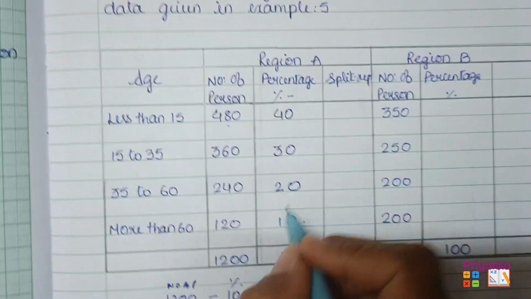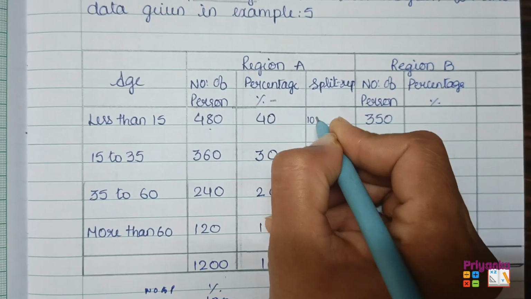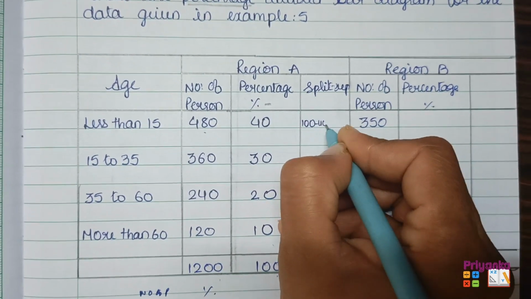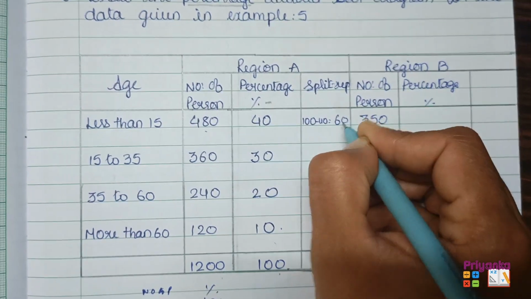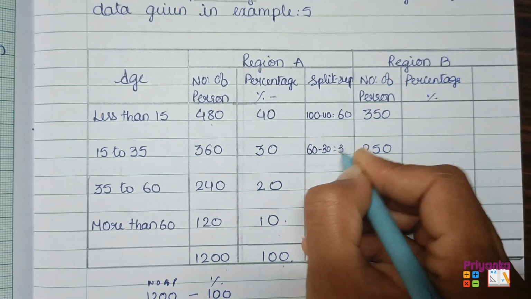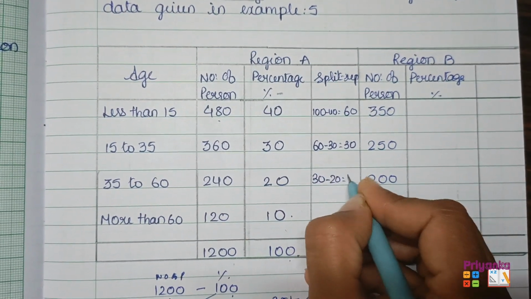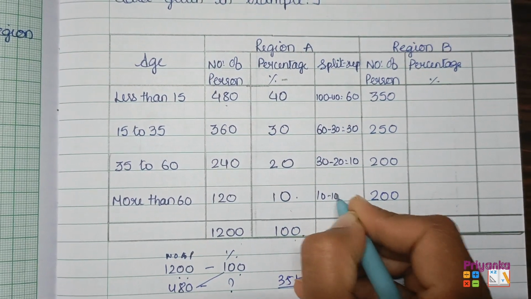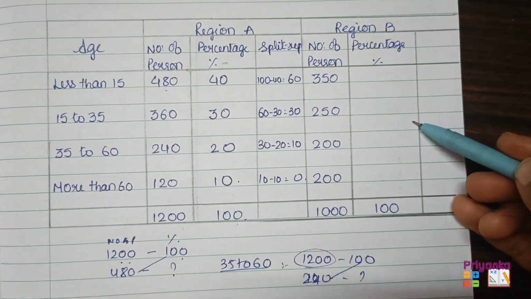Now for the split up, if you remember what we used to do, we take the total first, 100, minus the 40. Here we get the answer 60. Take the 60 down and subtract the 30%. Here we get the answer 30. Take 30 down, minus 20. You will get 10. Take 10 minus 10 is equal to 0. The same way you have to make it for region B.